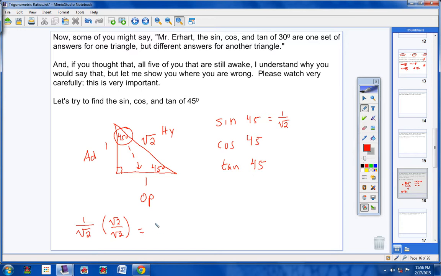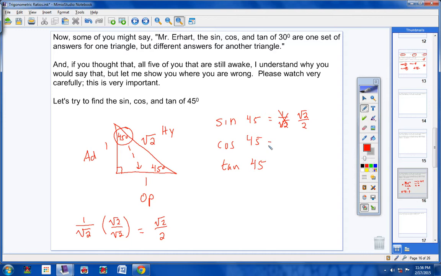1 times the square root of 2 is the square root of 2. Square root of 2 times square root of 2 is 2. Don't reduce these numbers. This is an inside number. This is an outside number. So, sine of 45 is square root of 2 over 2.